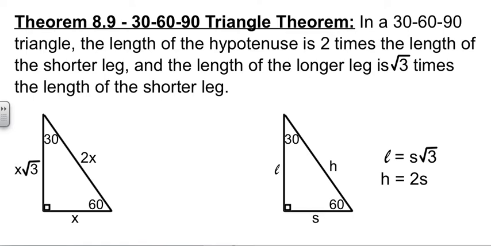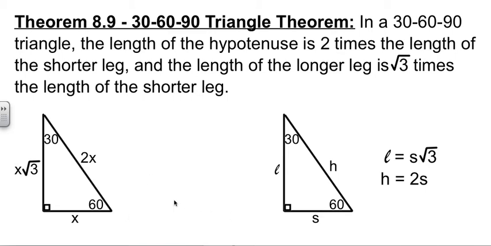Now let's consider another special right triangle, the 30-60-90 triangle. When you're dealing with a 30-60-90 triangle, the hypotenuse is twice the length of the short leg. The short leg will be the one across from the 30-degree angle. And the long one is the square root of 3 times the short one. So everything hinges on the short leg.